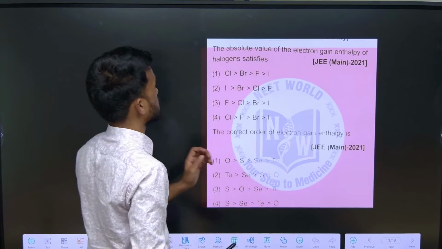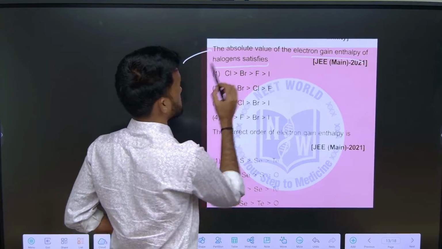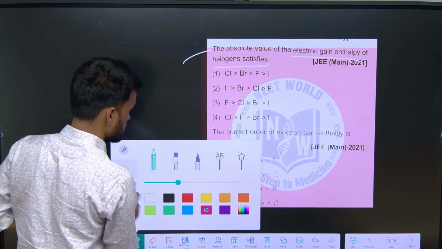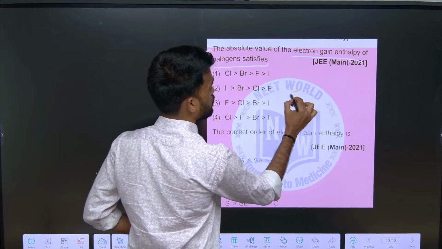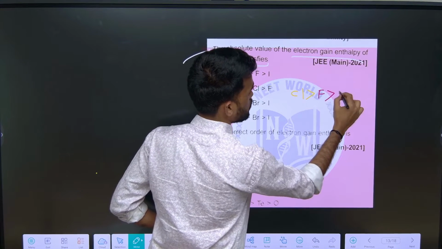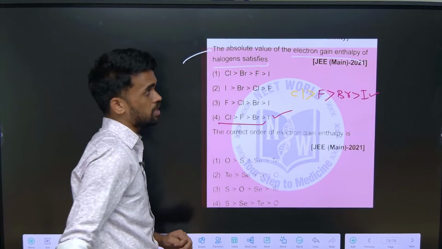Okay. So next, what about the absolute value of electron gain enthalpy of halogens? Just now we have discussed this, so just tell me the answer. In the last slide only we discussed it. I told you chlorine will have more than fluorine, then next bromine, then next iodine. So which option is there? Option 4 is the correct one.